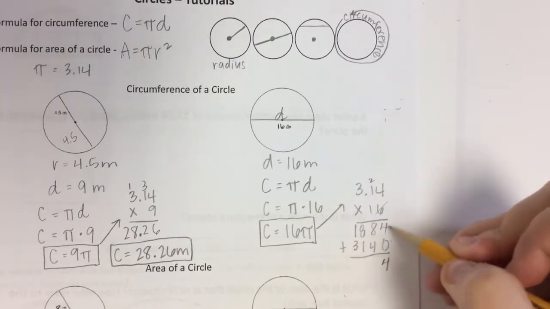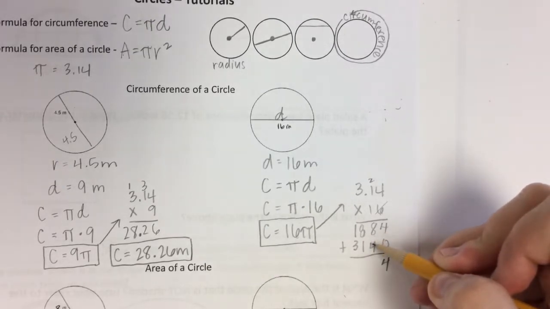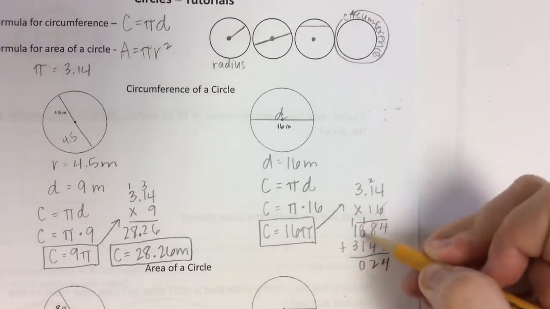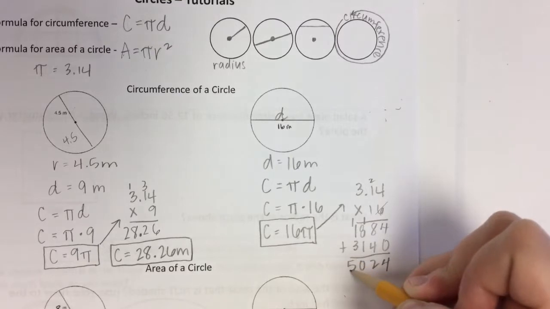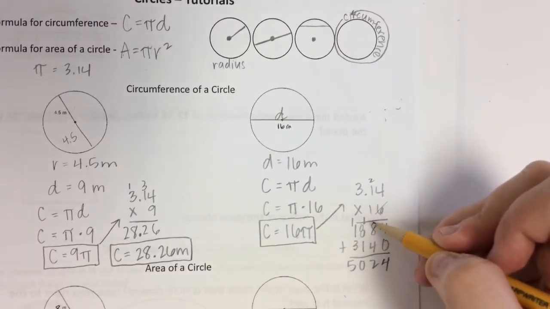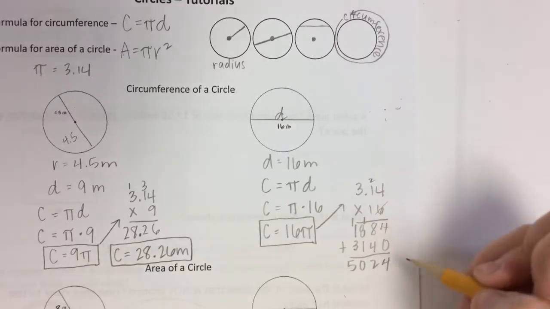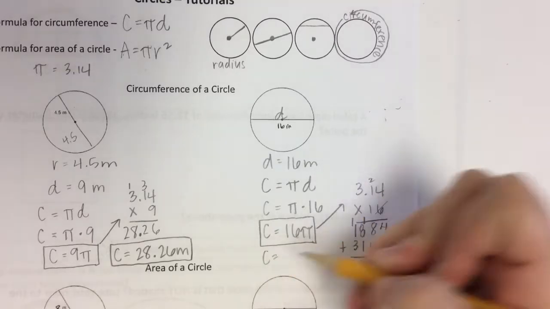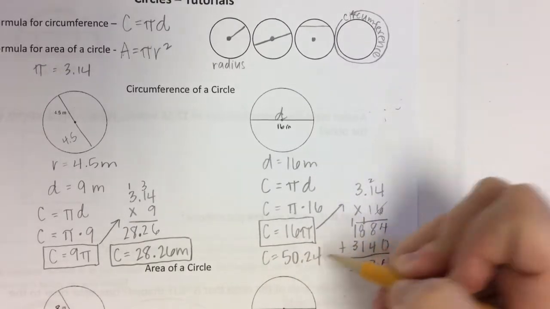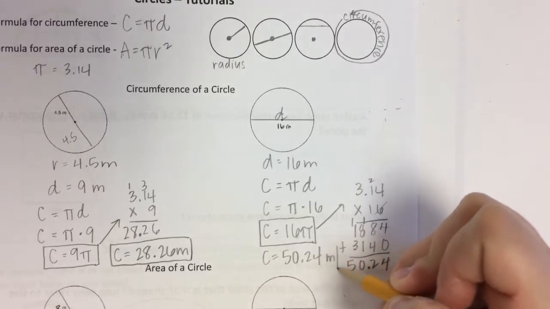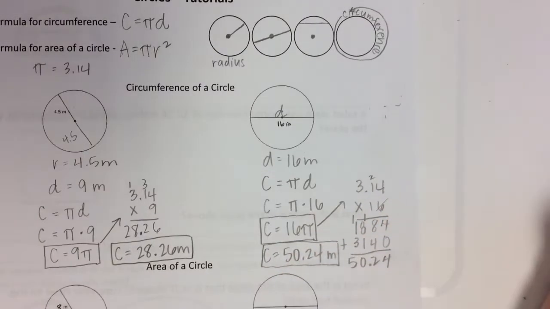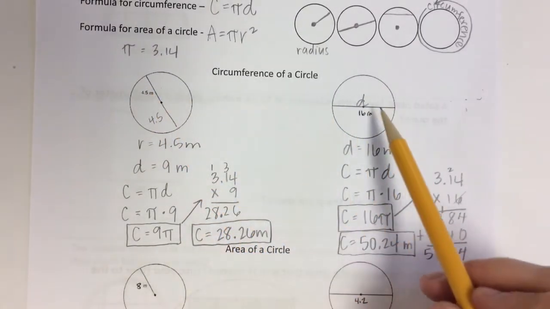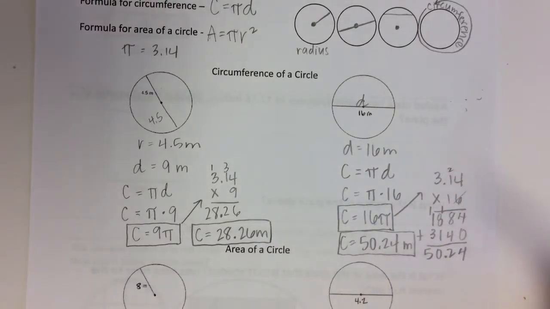Go ahead and add those up. 4 plus 0 is 4. 8 plus 4 is 12. 8 plus 1 is 9, plus 1 more is 10. And 3 plus 2 is 5. Again, we want to check back and make sure we've put our decimal where it's supposed to be. So there's 2 decimal places, and there's going to be 2 in my answer as well. So C on this one could also be 50.24, and my unit is meters again. So that is for circumference. So you're able to find circumference using radius if you double it, or diameter just using that number to plug it in.